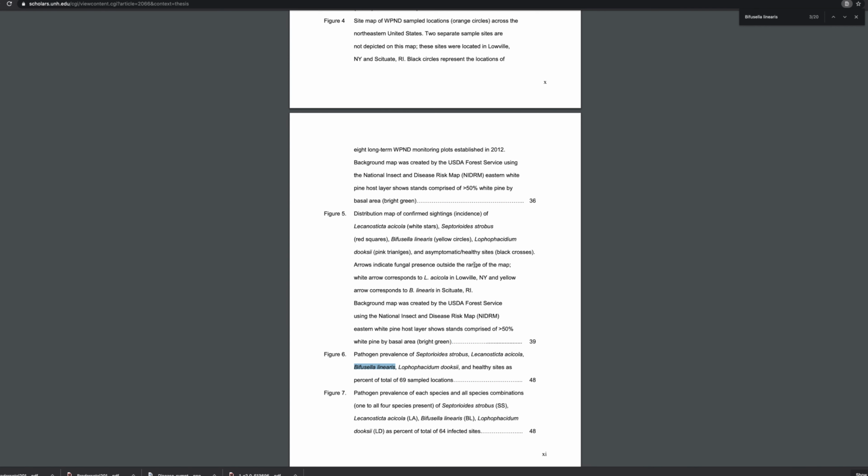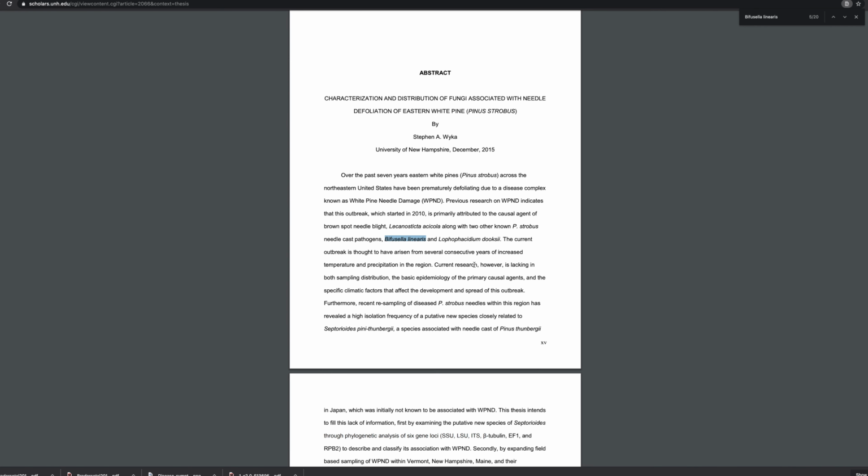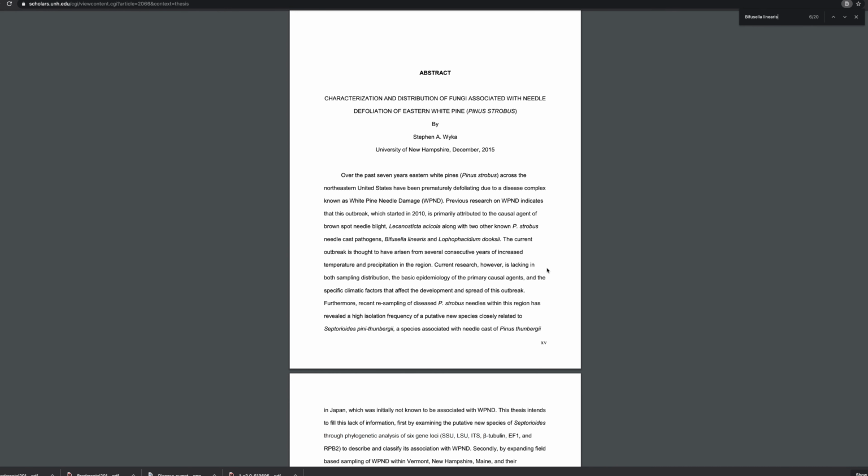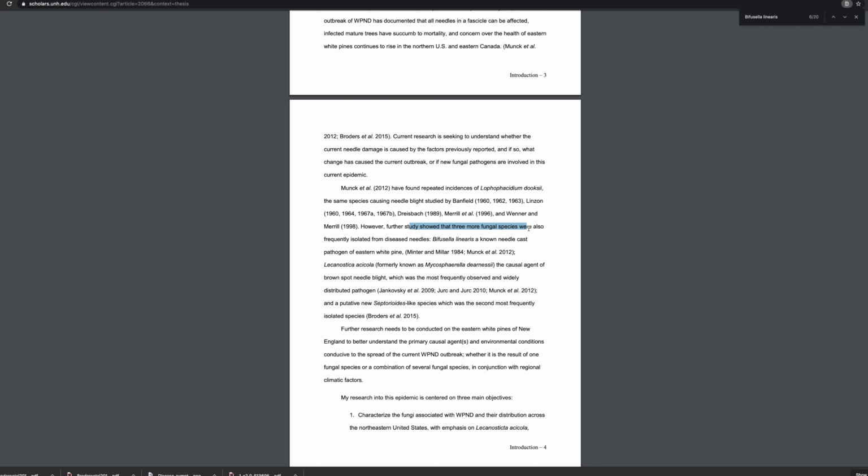Figure 5, okay. Let's see if we can find an introduction or a description of this species. Further studies show that 3 more fungal species were also frequently isolated from diseased needles. And here is our species. Now we are more than sure that this is a pathogenic fungi that colonizes a plant.